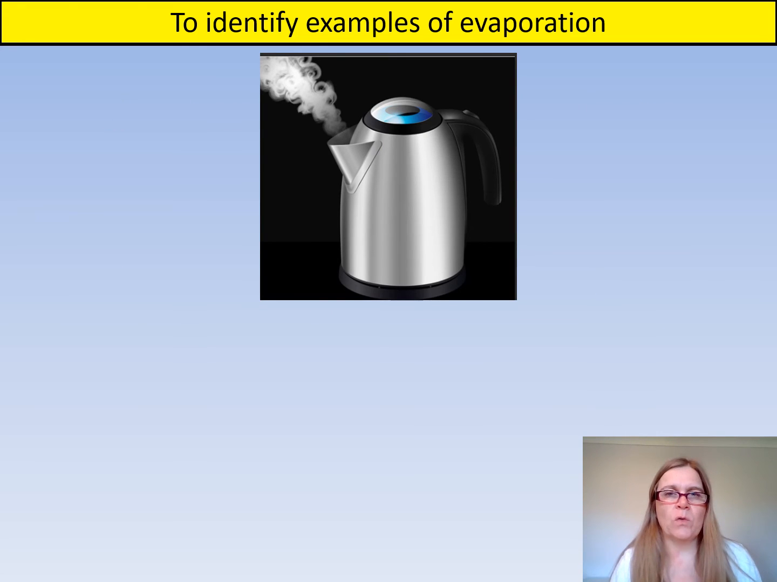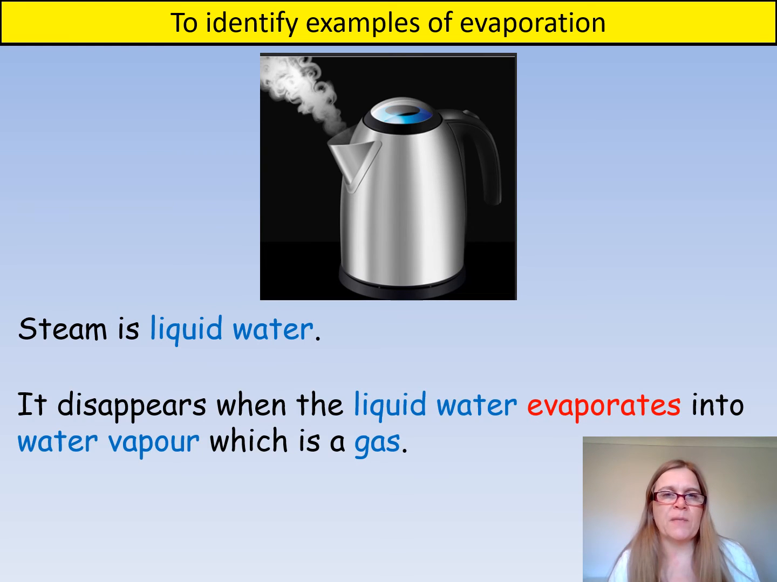If you want to see water evaporating, watch a kettle or a saucepan of water boil. Be careful though, because steam is very hot water. Remember that steam is liquid water. It disappears because the water evaporates into water vapour, which is a gas. Remember that you can't normally see a gas because its particles are really tiny and they spread far apart.